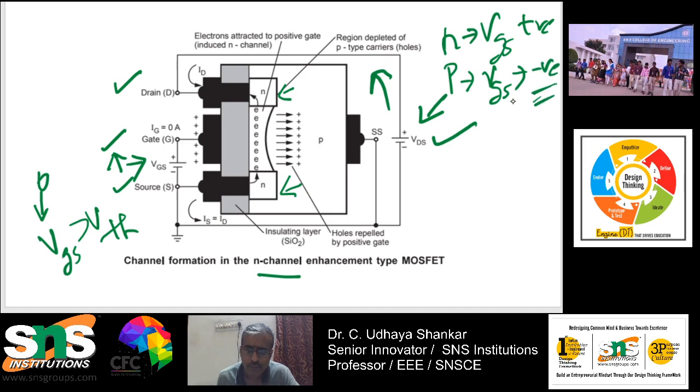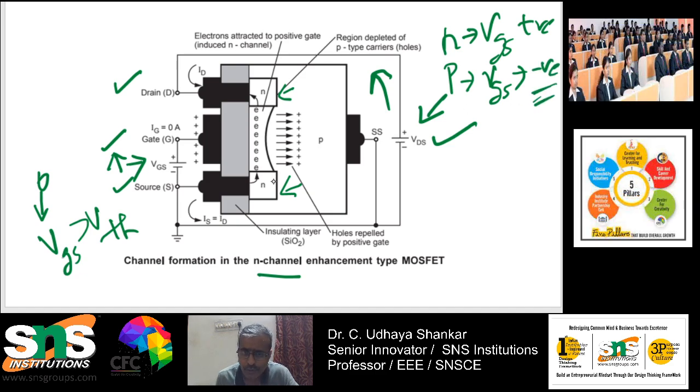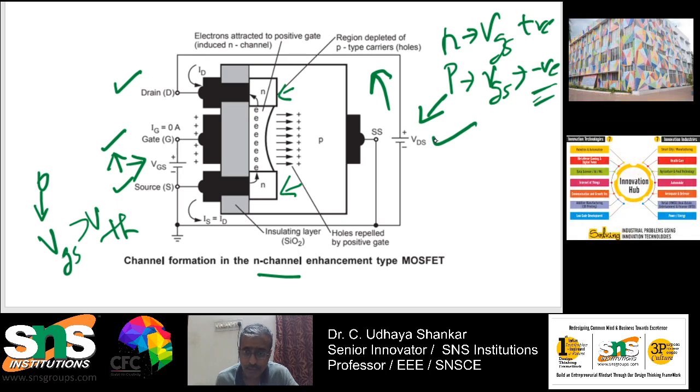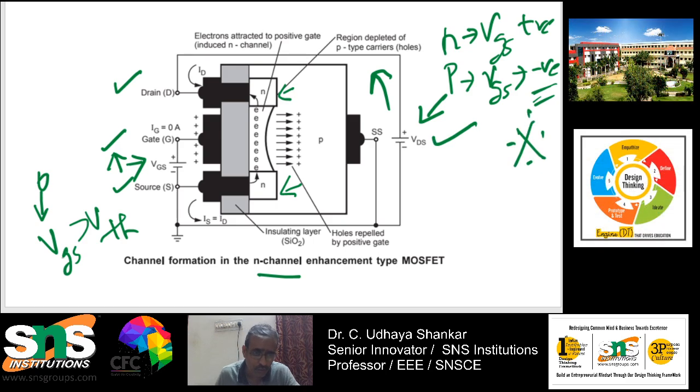Only if we give the negative voltage, the positive ions will be attracted here, and because of which the channel will be formed. So for P channel MOSFET I have to use negative gate voltage in order to work, whereas for N channel MOSFET I have to use the positive voltage. This is a very important thing which I want you to remember. If this is not followed, then your MOSFET will not work.